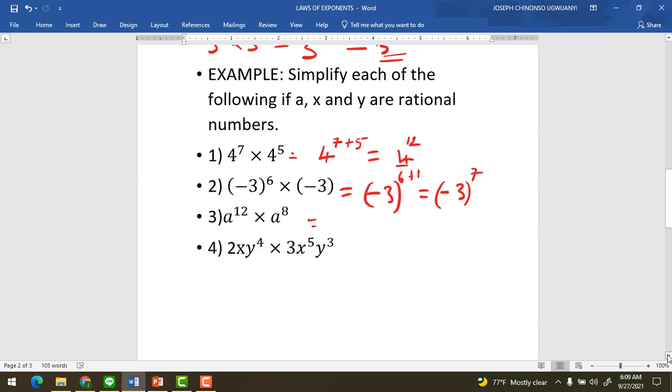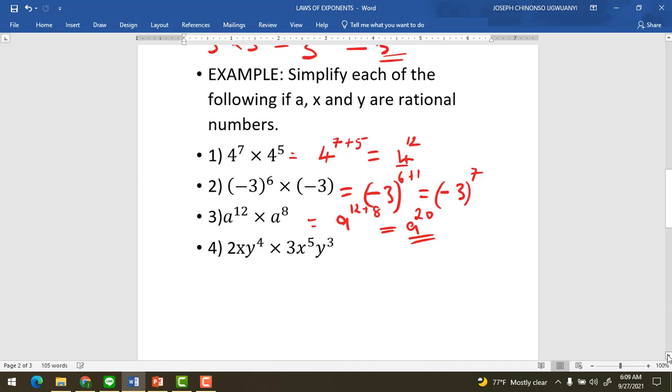Now a exponent 12 times a exponent 8. Write a exponent 12 plus 8. And this is equal to a exponent 20.